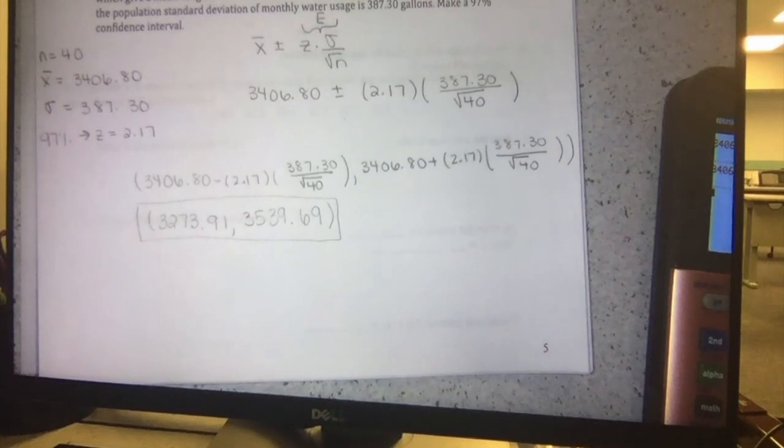Anyways, last call. Questions on number 4? So that's our answer: 3273.91 to 3539.69. So basically, it's all just plugging in that same formula. So we're not too terrible yet.